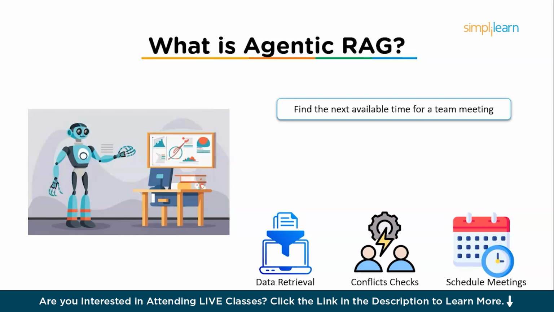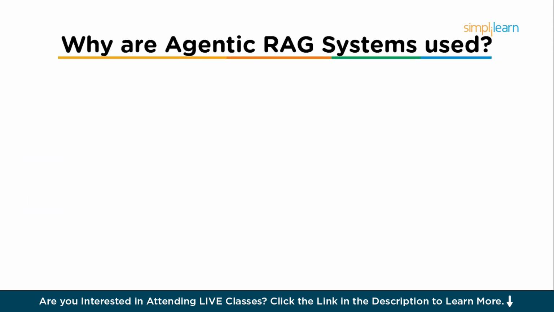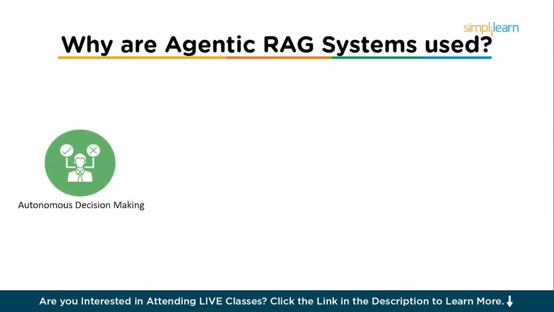Now let us understand why agentic RAG systems are used. Agentic RAG systems are valuable because they provide a comprehensive, scalable solution to complex tasks, which combines the benefits of both autonomous decision making and data augmentation. So here are the primary reasons why these systems are used. Now let us understand the first one. We have autonomous decision making. They can make informed decisions based on external data, helping automate processes that traditionally require human oversight, such as scheduling, email responses, or task delegation.